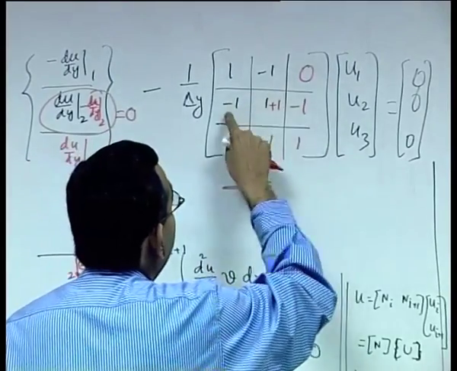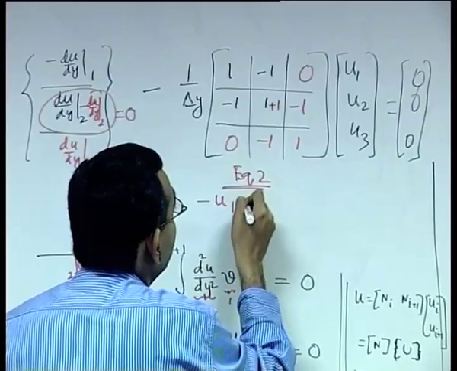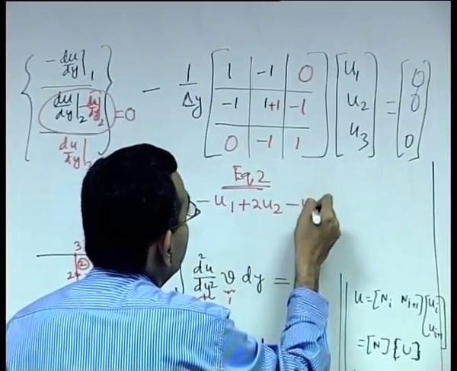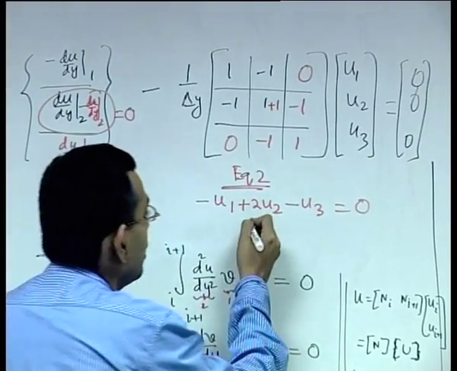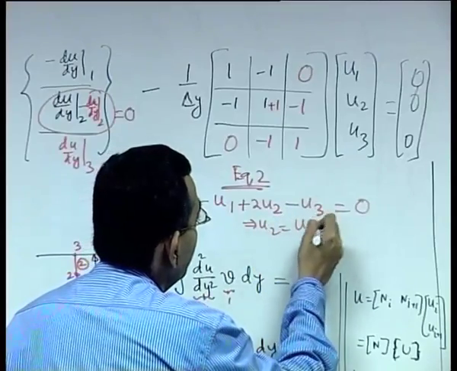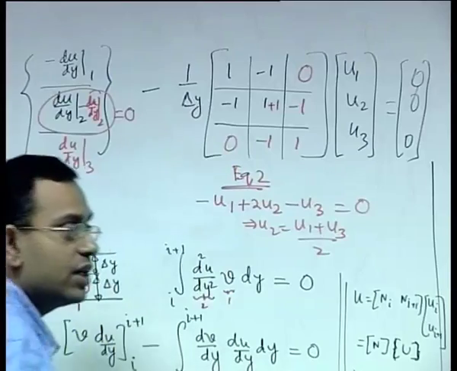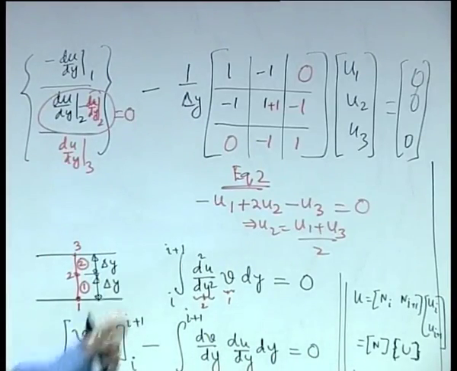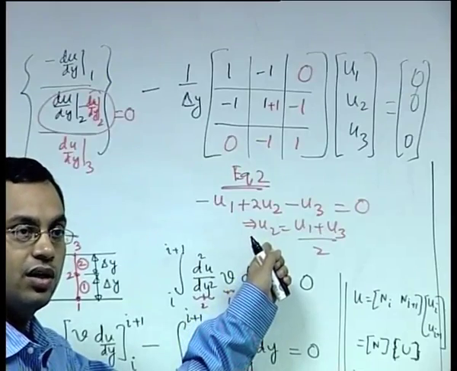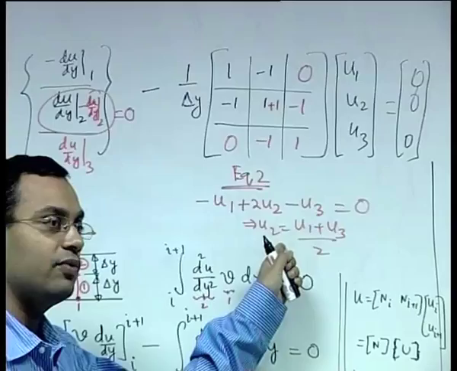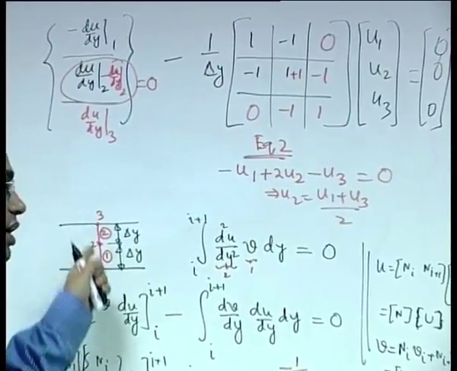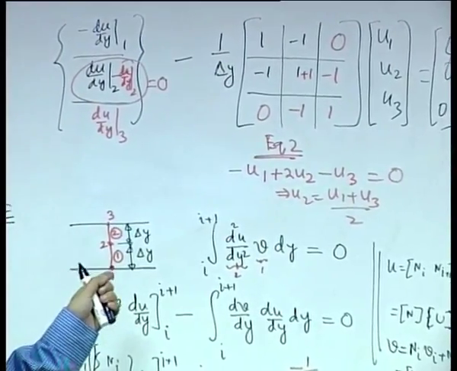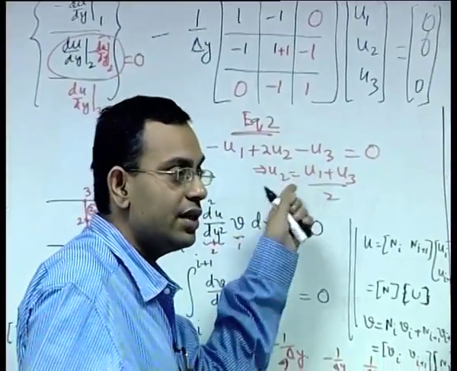So what is that? Minus 1 into u1, so minus u1 plus 2 u2 minus u3, that is equal to 0. That is the equation 2 from this system of equations, that is u2 is equal to u1 plus u3 by 2. Again after so much of effort you can see that you get back the same equation as what you got for the finite volume or finite difference, that is the midpoint is the average of the 2 points located in the boundary.